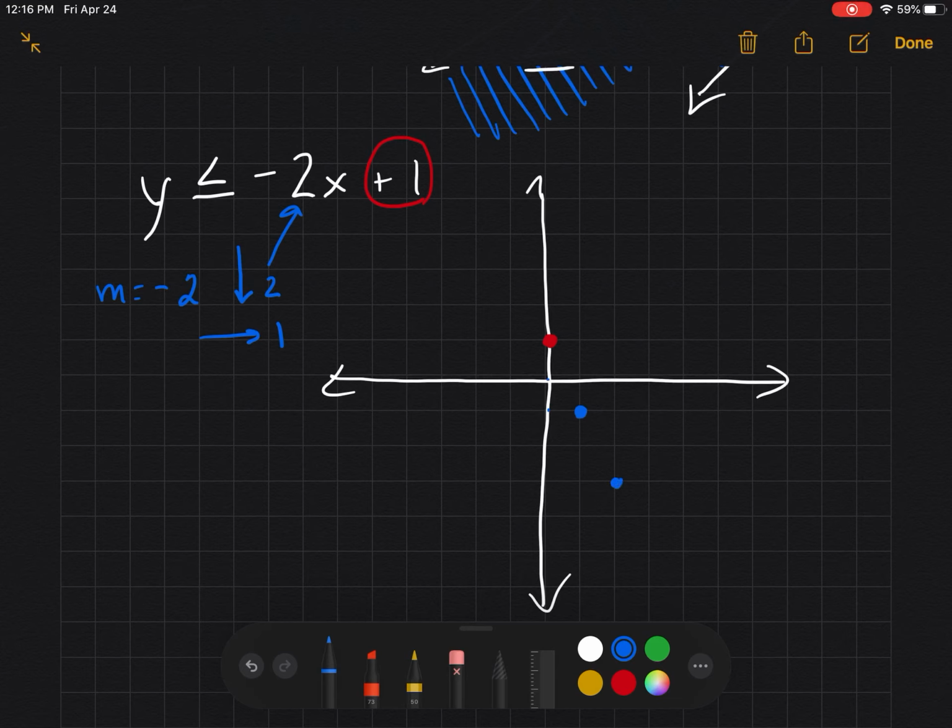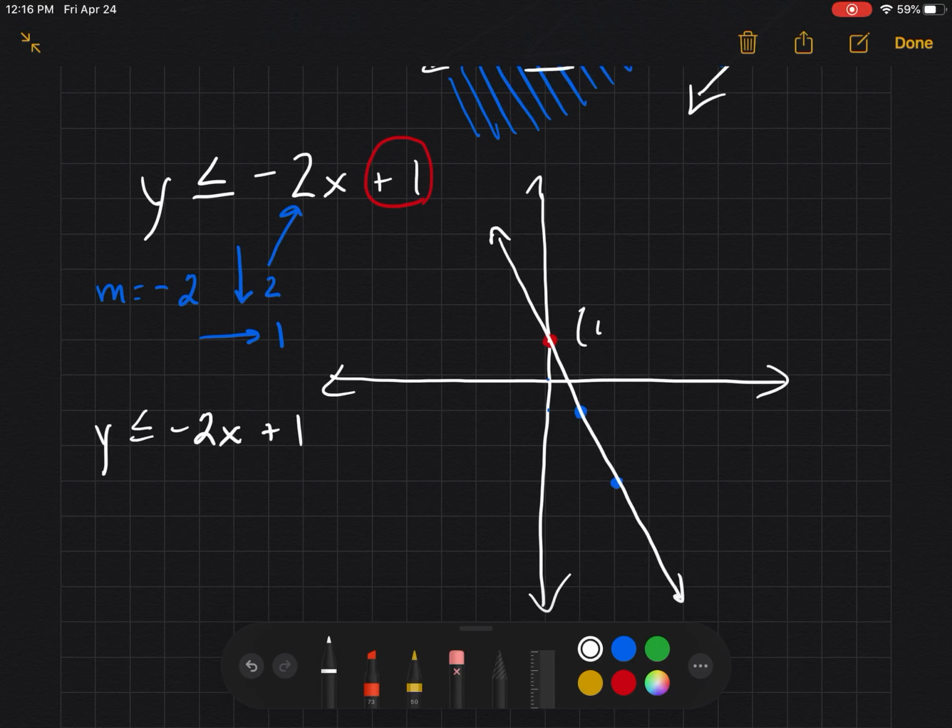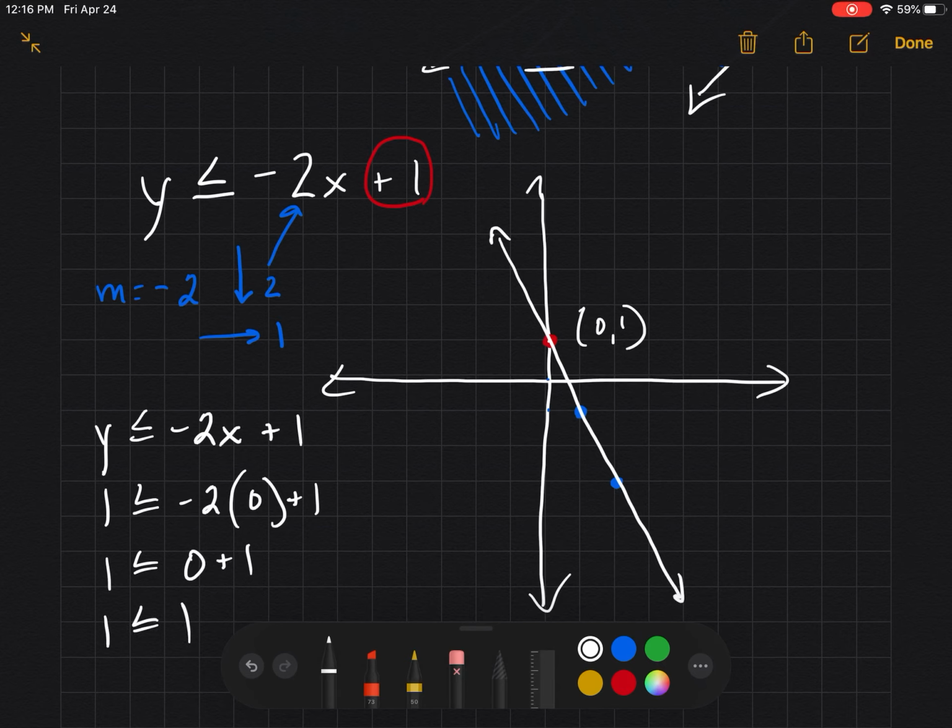Down 2 over 1. And because it's less than or equal to, we are going to draw a solid line, because any point on this line could satisfy that inequality. I'll prove it to you. y is less than or equal to negative 2x plus 1. If I chose my point here, the red point of (0, 1), and I plugged that into my equation here: 1 is less than or equal to 0 plus 1. 1 is less than or equal to 1. True. True. So that line is solid.